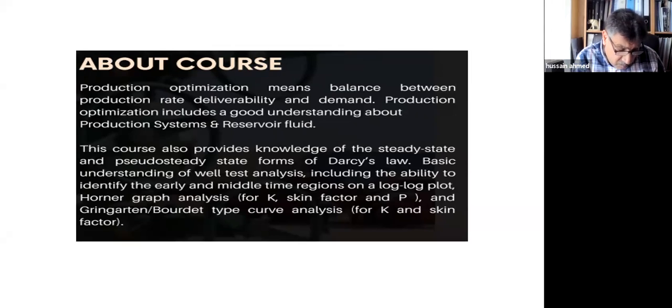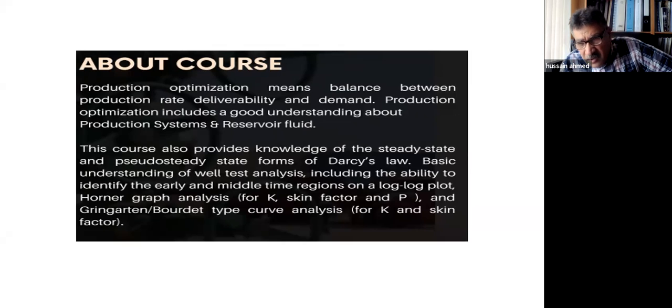And therefore, we will have a session on skin factor, as well as on productivity index, and I will explain the IPR Vogel equations as well. The skin is a big issue. I will talk about it today very briefly, to give you a flavor of it, but when we start, of course, we have a full day, 2 hours with no stop, about the skin factor.